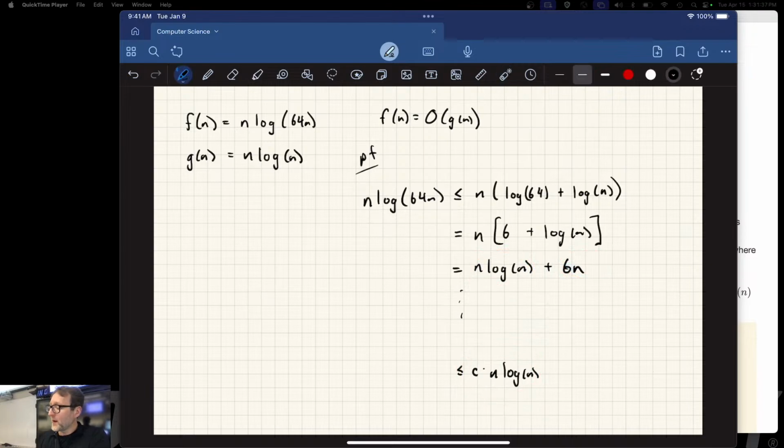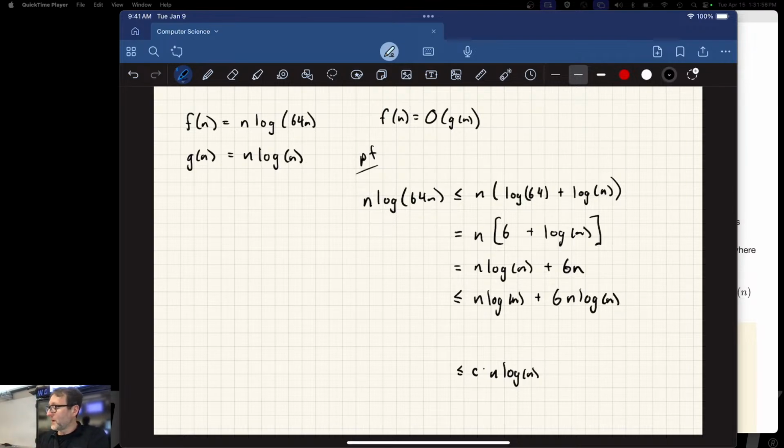That's okay. You can make it bigger. Let's go ahead and erase this stuff here. This is less than or equal to n log n. That's the first term. It doesn't change. Plus 6n log n, because log is a monotone increasing function.